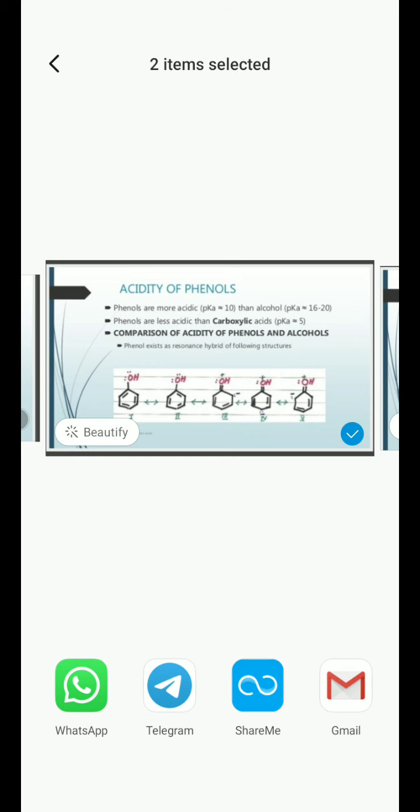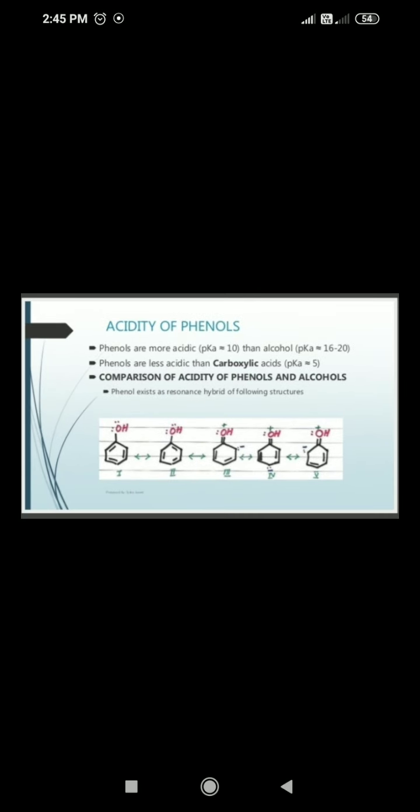Okay. In the next lecture, we will discuss in detail the acidity of phenol. So today we drew the structure of phenol, and we studied the general properties of this compound.